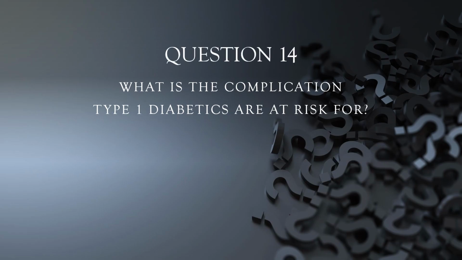What is the complication that type 1 diabetics are at risk for? Well, it's DKA, diabetic ketoacidosis. It is a profound deficiency of insulin. When the circulating supply of insulin is insufficient, glucose cannot be properly used for energy. To compensate, the body breaks down fat as a secondary source of energy. This is why the patient will usually have ketones in their urine.